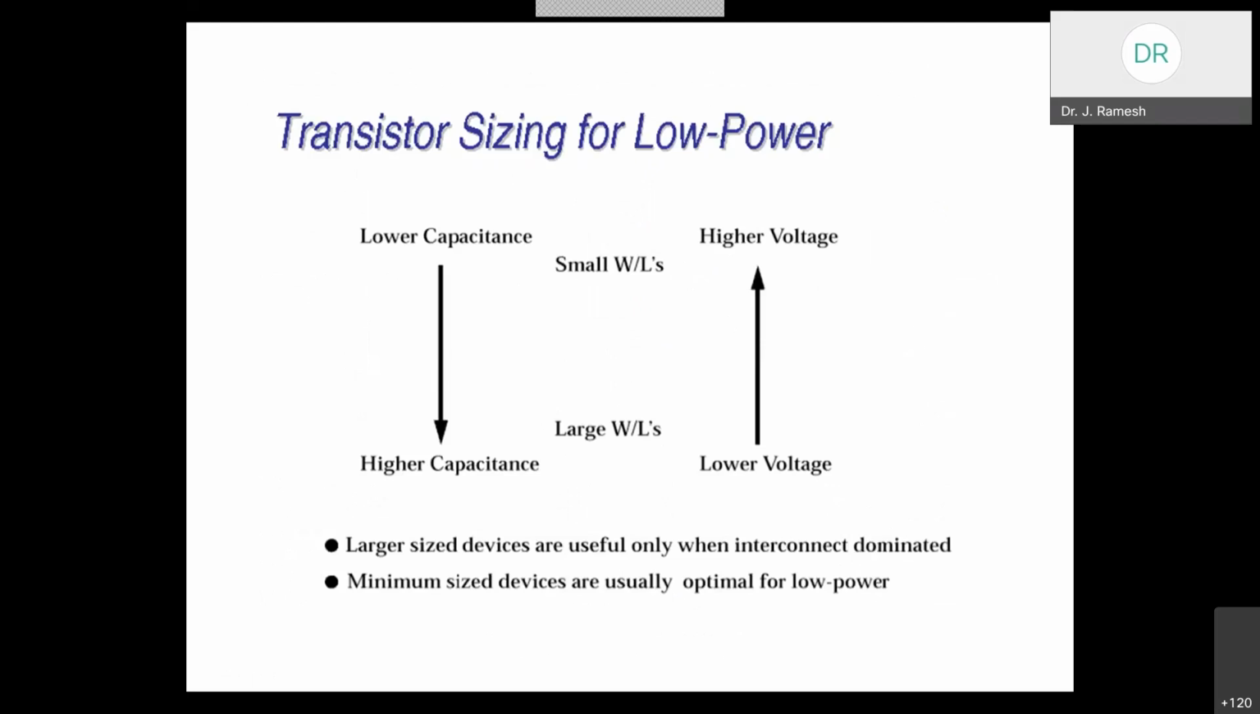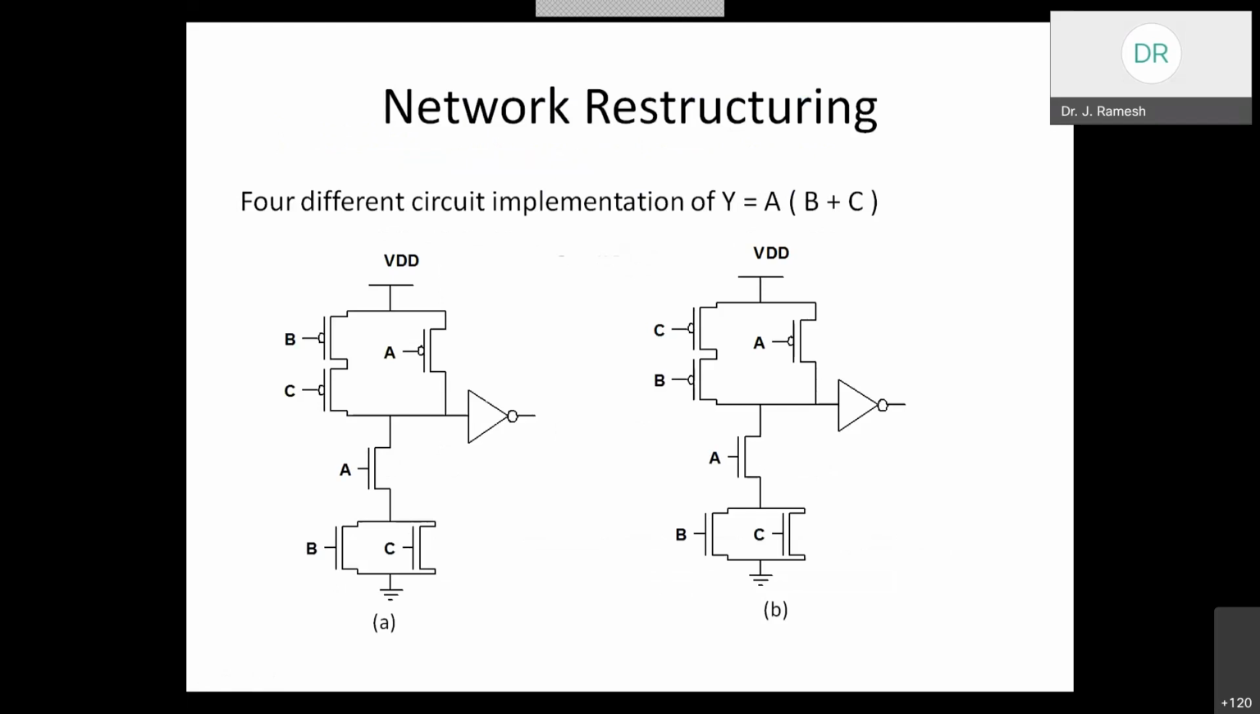We can reduce the power. Okay, so the transistor sizing for low power. For small WBLs, we will have lower capacitance and higher voltage. And for large WBLs, we will have higher capacitance and lower voltage. Large sized devices are used for interconnect dominated designs, and minimum sized devices are optimal for low power. So appropriately we can vary the W by X every time, and then fix the W by X for power reduction.